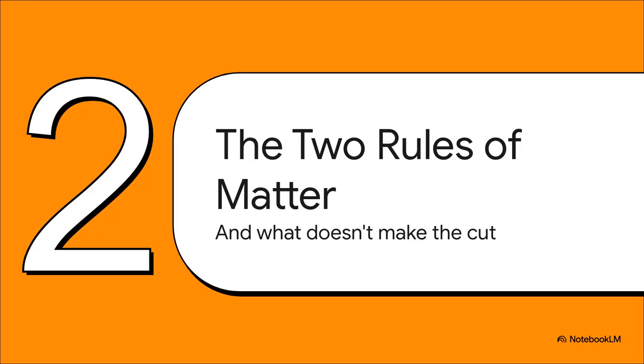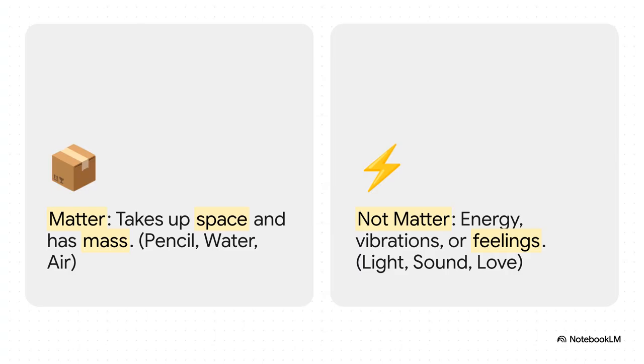Okay, so if that's what matter is, it's just as important to be clear about what it isn't. Getting this difference is totally key, so let's run a few things through that two-part test and see what fails. So on the left, you've got our obvious examples, but check out the right side. Light, for instance, is a form of energy. It doesn't have mass. Sound is a vibration, right? It's a wave traveling through matter, but it's not the stuff itself.